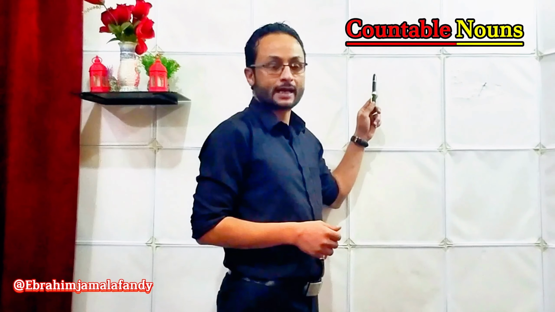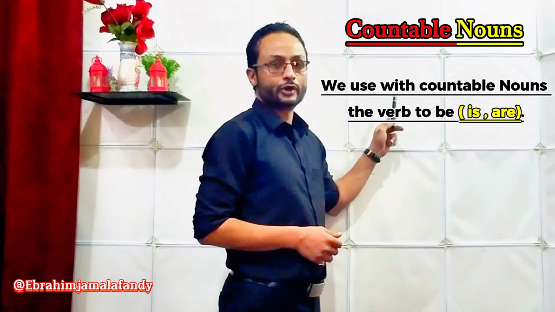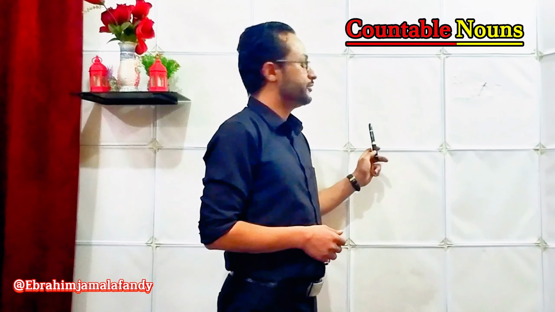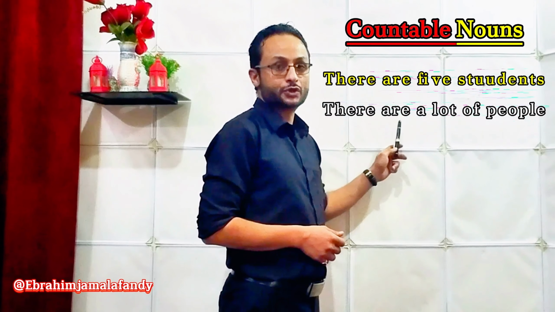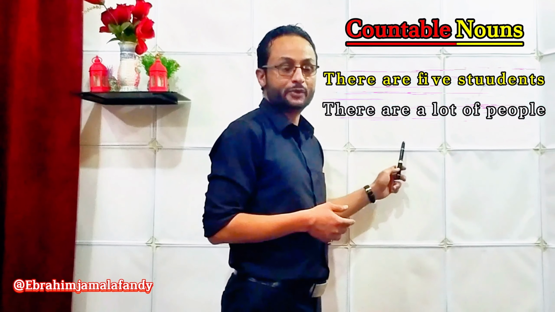With countable nouns, we use the verb to be, are or is. For example, there are 5 students. There are a lot of people.